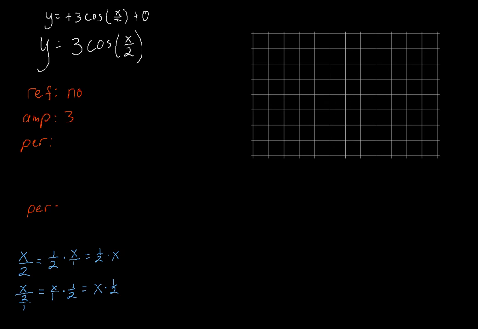So when I say that period is equal to 2 pi over b, then I end up having to say 2 pi over 1/2, which again, we've got a fraction inside of a fraction, so we multiply by the reciprocal: keep the numerator, change division to multiplication, flip the denominator. We're left with 4 pi as our period. And last but not least, we're looking at a vertical shift. Since we have plus 0 at the end, there is no vertical shift.